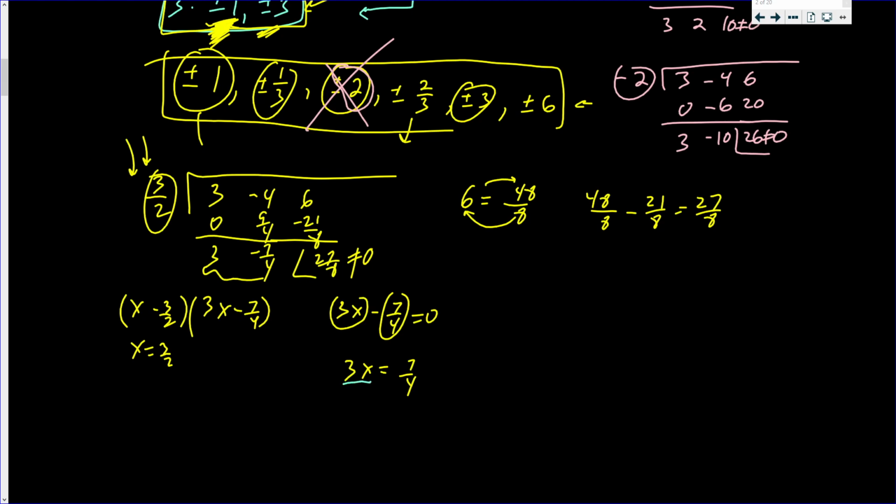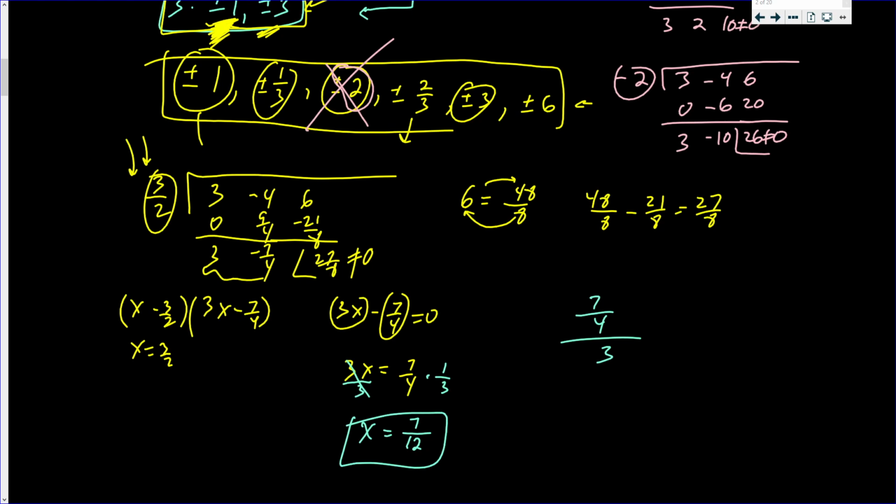On the left side, it's very, very friendly to divide by 3. On the right side, you don't want to divide by 3. That's messy. How about we multiply by the reciprocal? 7 times 1, 4 times 3. That would be the other 0.